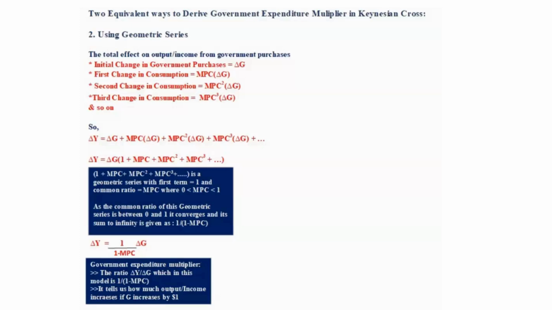Now in this case, delta Y by delta G is essentially the government expenditure multiplier, which in this model is 1 by 1 minus MPC. It tells us that if government spending increases by $1, by how much will output or income change?